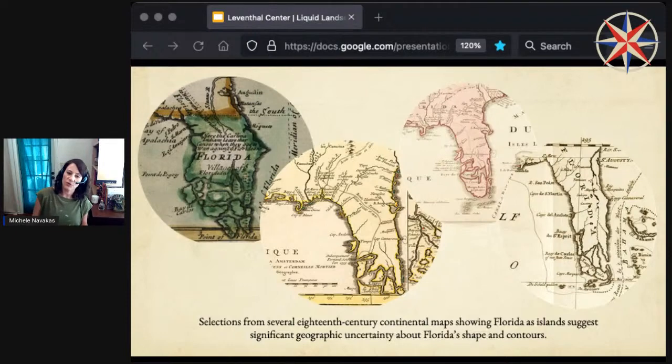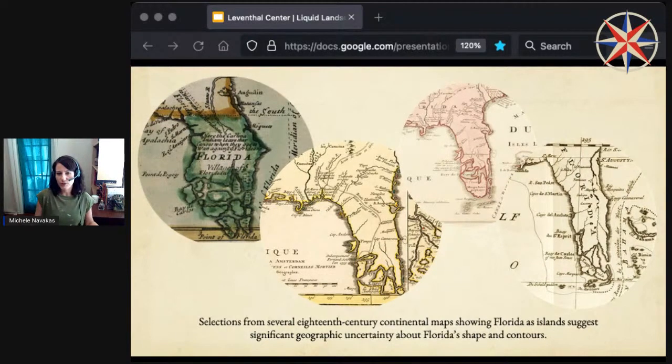But here, what I want to do is zero in on what this fractured, uncertain, fragmented Florida meant for settlers and prospective settlers. How did they live or imagine living on this kind of land that was nothing like the solid abstraction of the continent? And what models did they have for doing so?